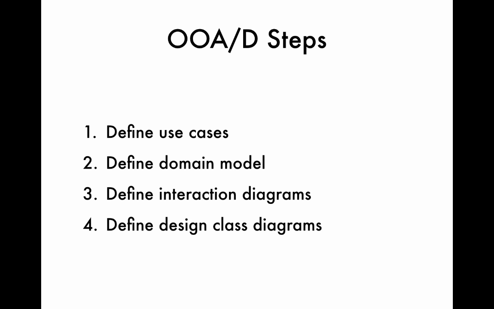The steps in object-oriented analysis and design are as follows. You define the use cases, you define the domain model, you define interaction diagrams, typically these will be UML sequence diagrams, and then you define the class diagrams. Let's go through these steps for the dice game.